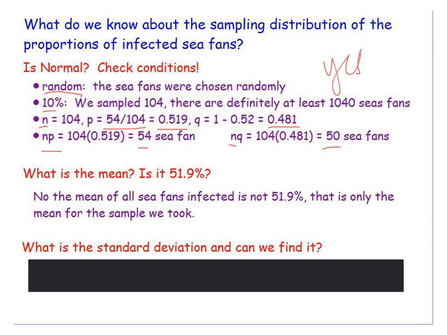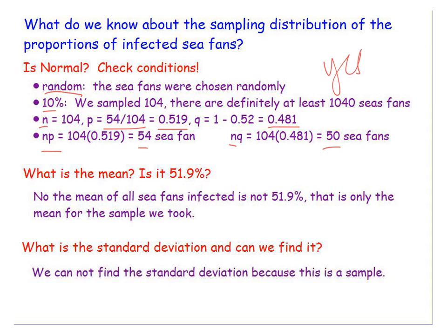Well, what is the standard deviation? And can we find it? Because that's usually the next thing we find with the normal model. And the problem is we are not able to find the standard deviation. The reason we can't find the standard deviation is because if you remember, that formula looked like this. Standard deviation was the square root of P times Q divided by N. The problem is the P, the 51.9%, that's not P, that's technically P hat. And so we can't find the standard deviation because we don't actually know P.